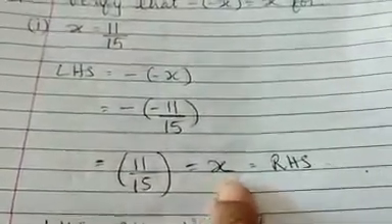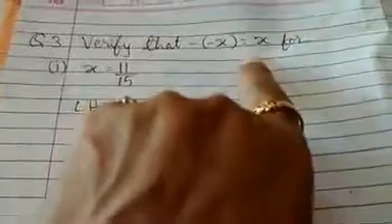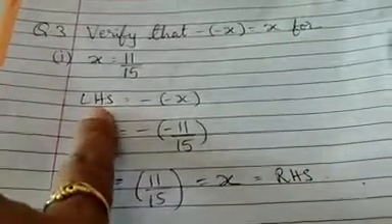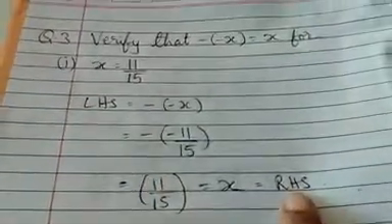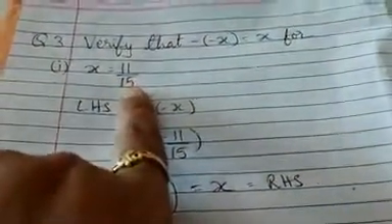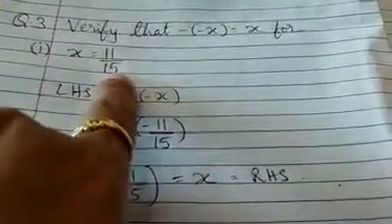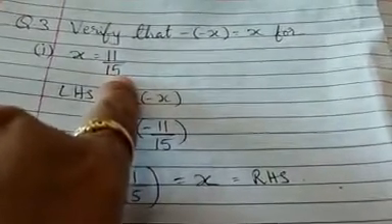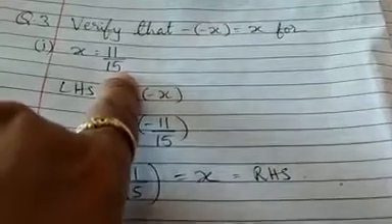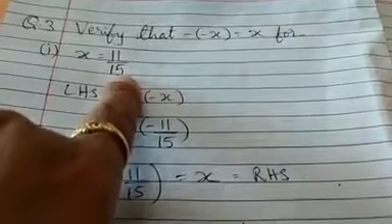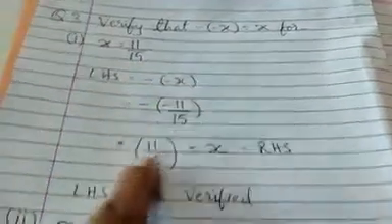And what is x? X is the right hand side of the expression given in the question. So what you saw? Left hand side is equal to right hand side. So the question which is given is verified for the value of x, 11 upon 15. Clear to you, children? If not, do text me. Do leave a message to me if it is not clear to you.